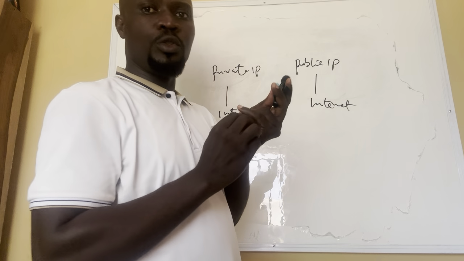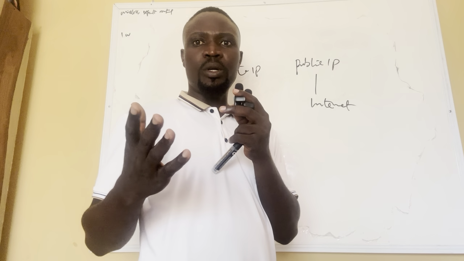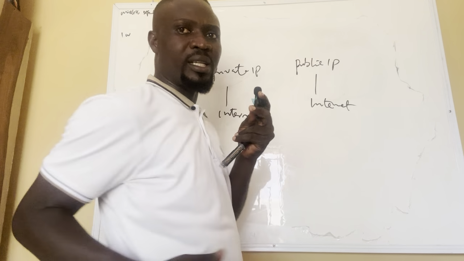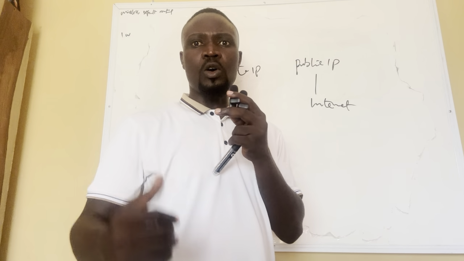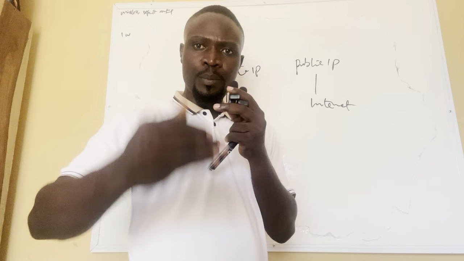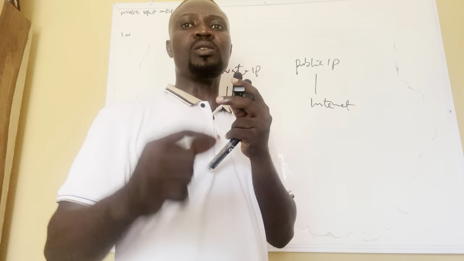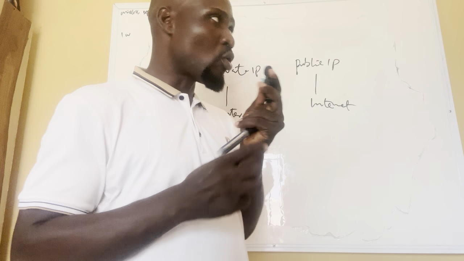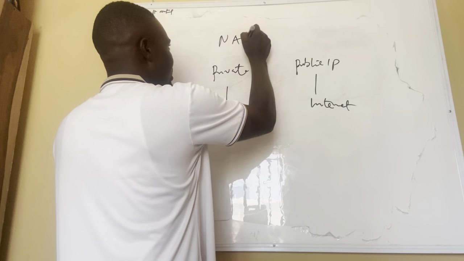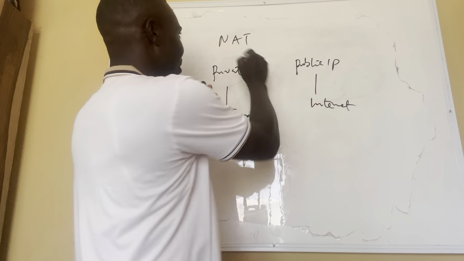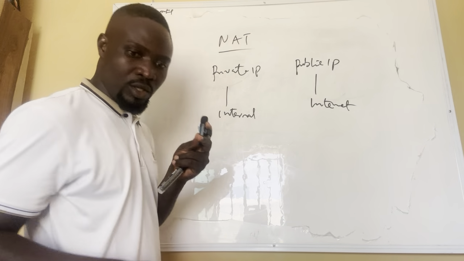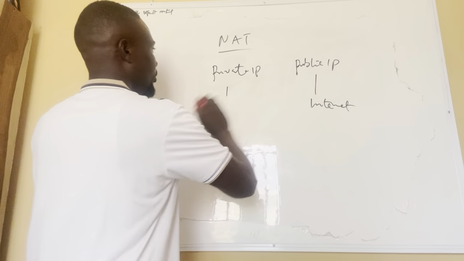So now you check your phone and you are able to see a private IP address and you are still able to browse the internet. How come? How did it happen? Okay, what happened at that stage is what is called Network Address Translation, NAT. Network Address Translation. So now, let's say this is your organization.